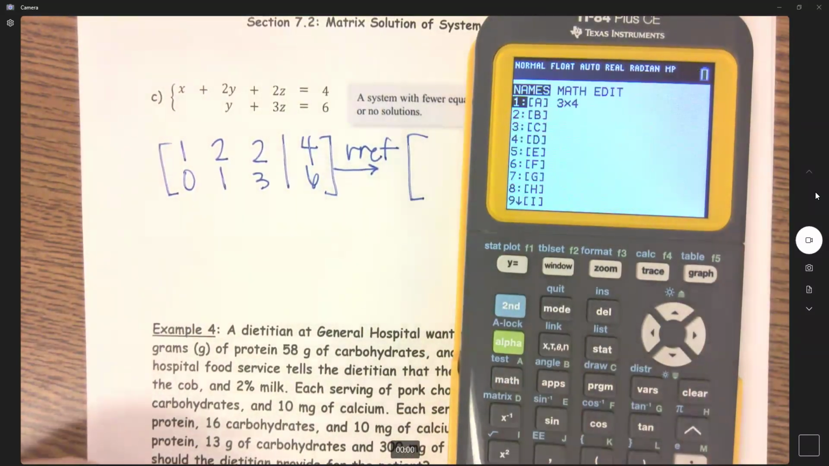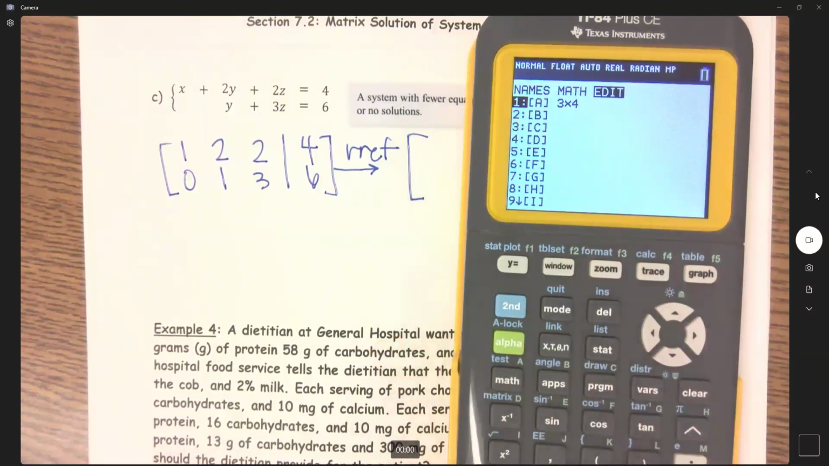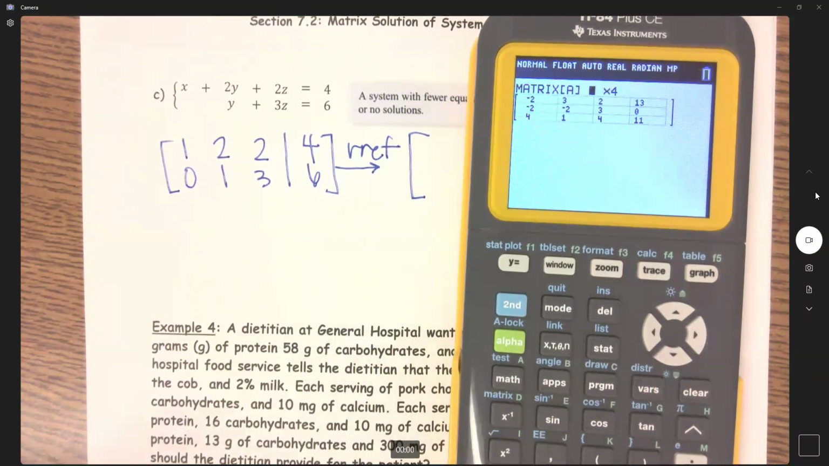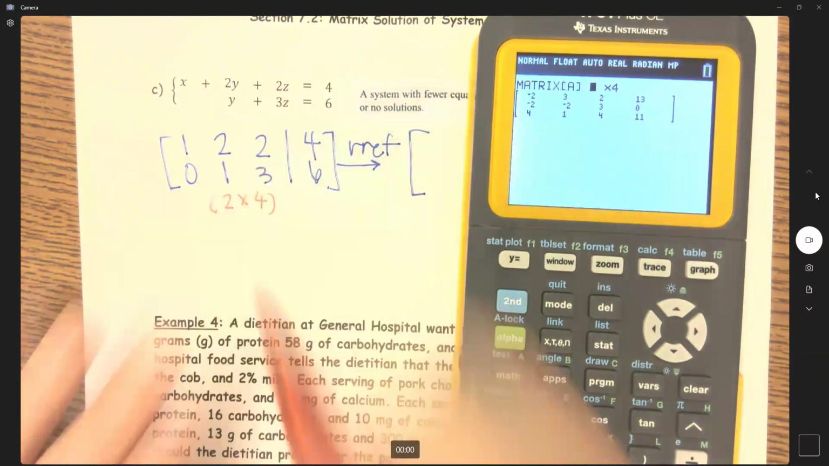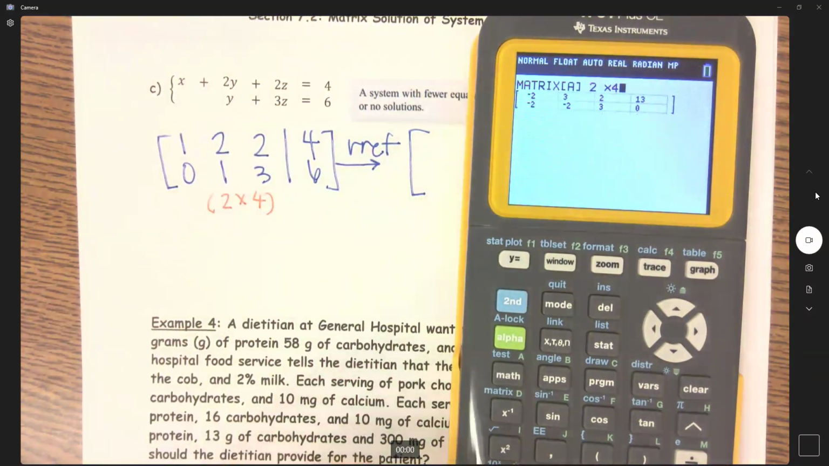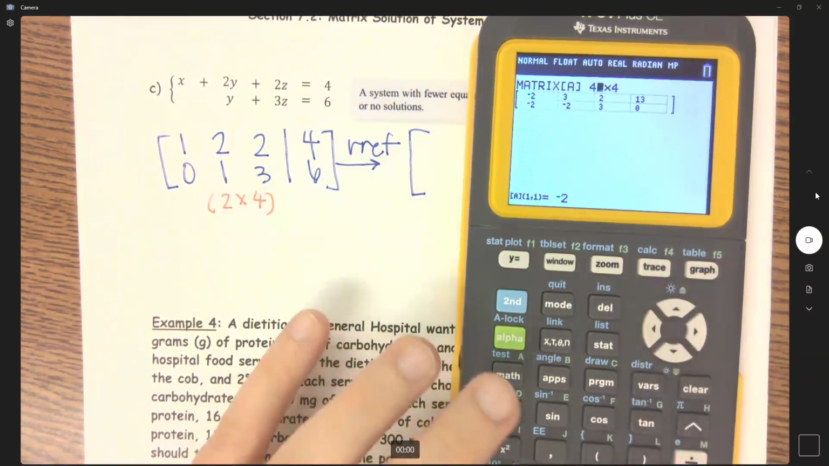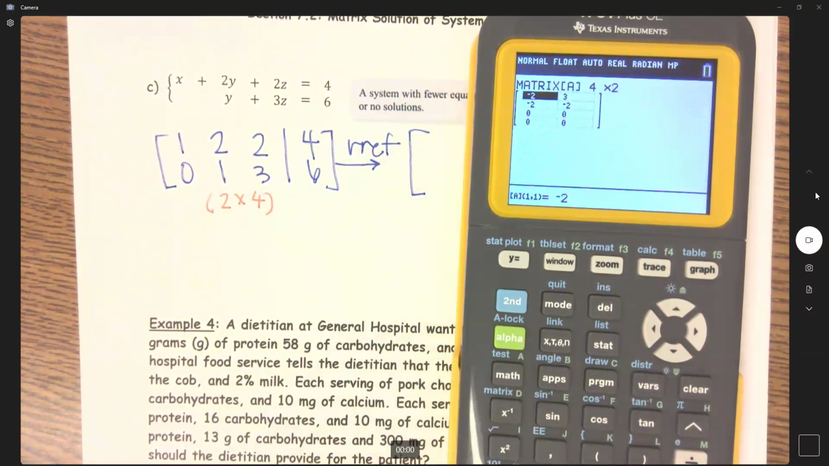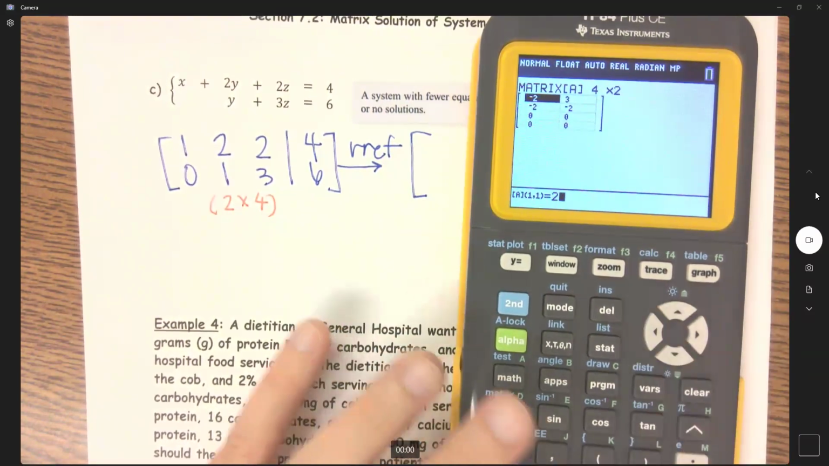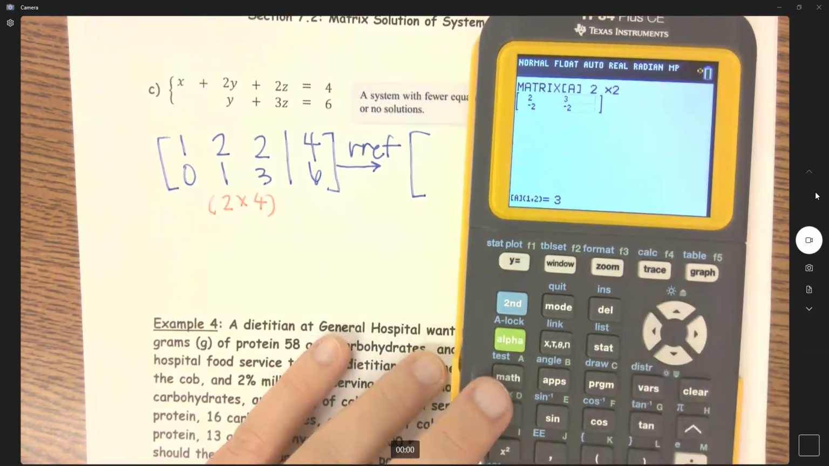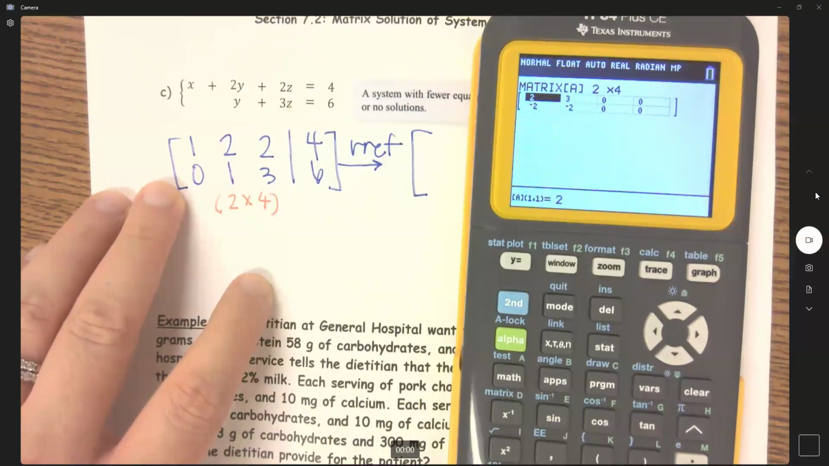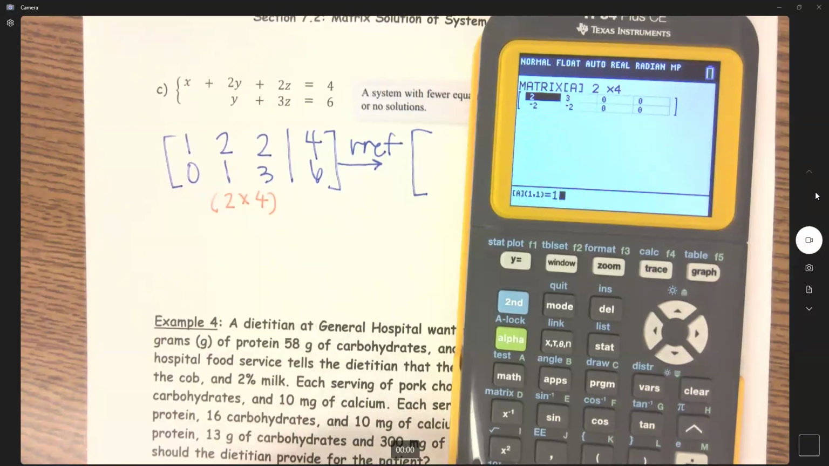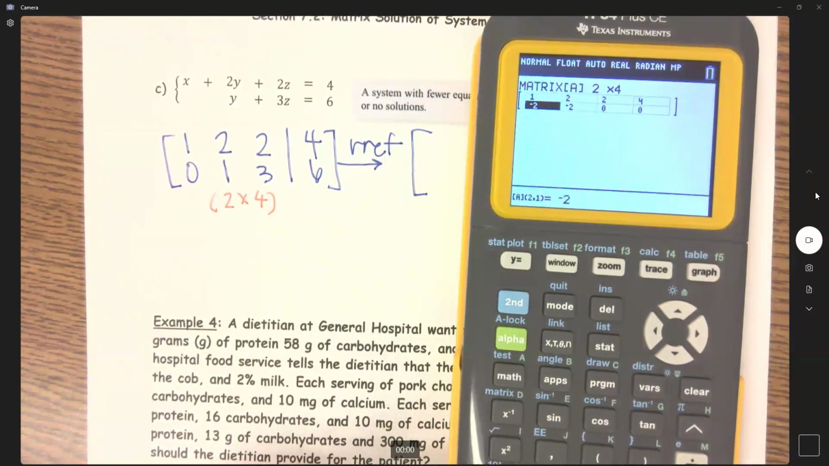So I'm going to go second matrix. I need to edit my new matrix in here. And this one here is a 2 by 4. Again, if you're getting confused on that, if you put that in here as a 4 by 2, you can see that that's not right. So, oops, 2 by 4. Just type this in, hit enter, it goes to the next one, and it overwrites whatever number's there. So 1, enter, 2, enter, 2, enter, 4, enter, keep going.